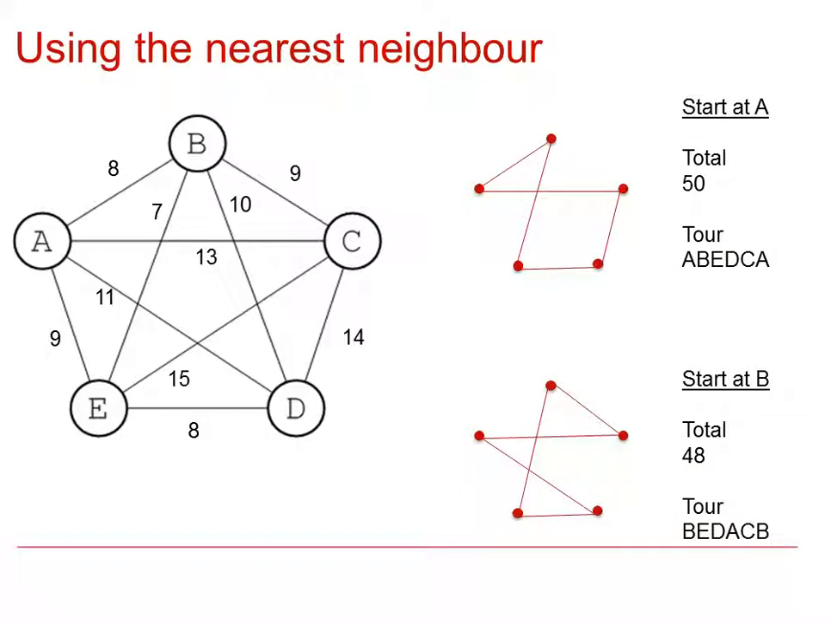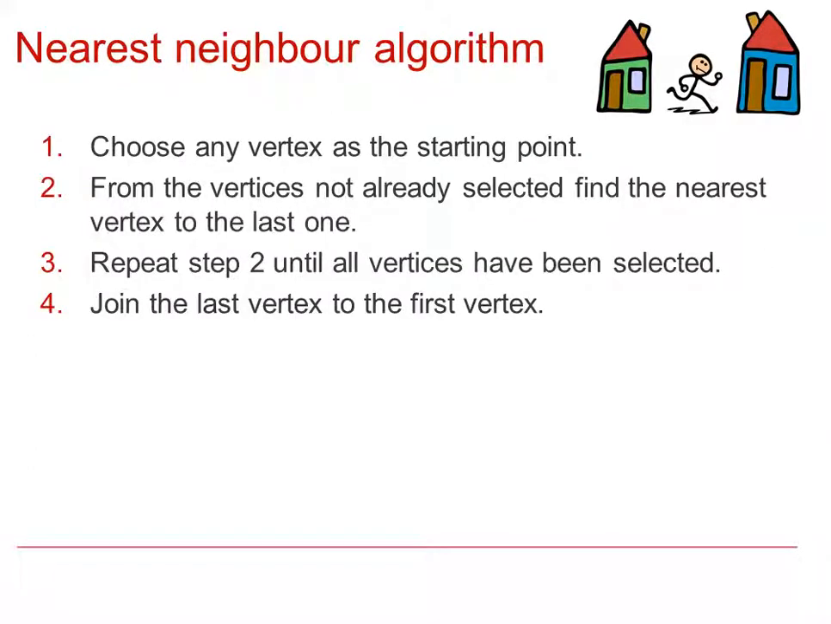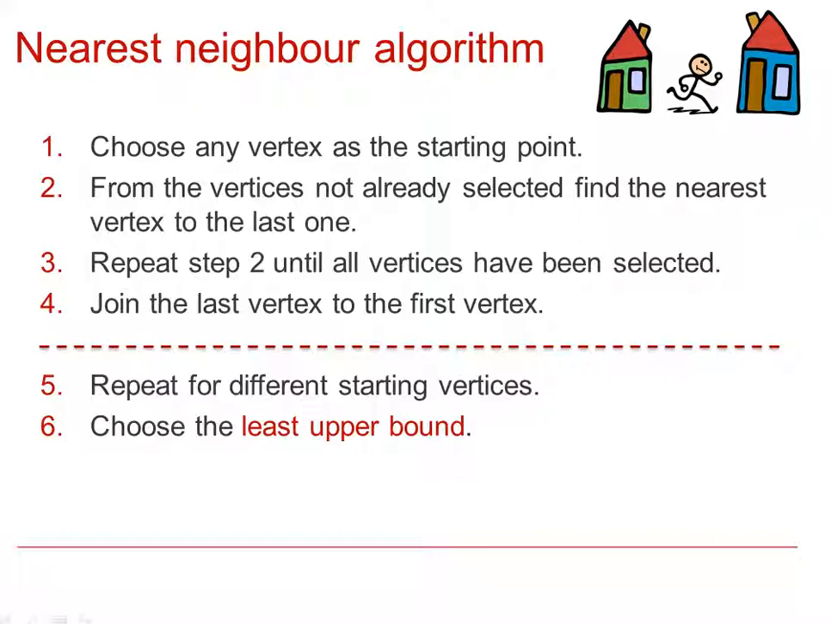And the total length of those tours are 50 starting at A and 48 starting at B. Okay, so this is our nearest neighbour algorithm. And what we must always do, unless we're told otherwise, is repeat this algorithm for different starting vertices.